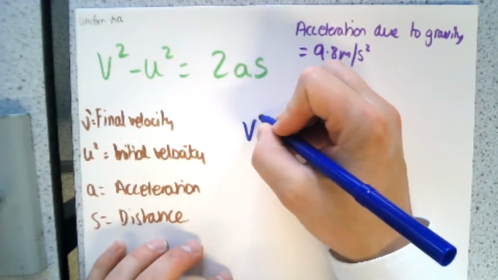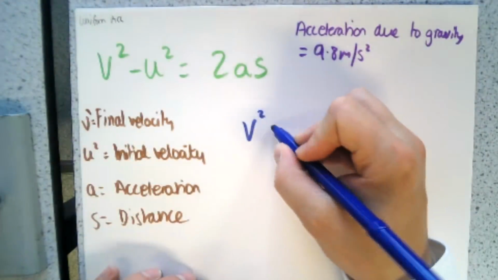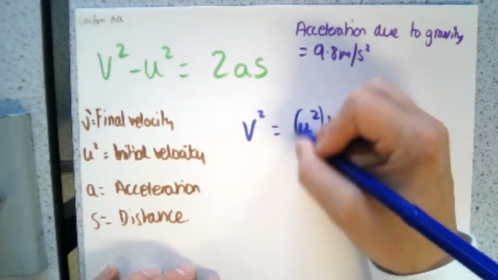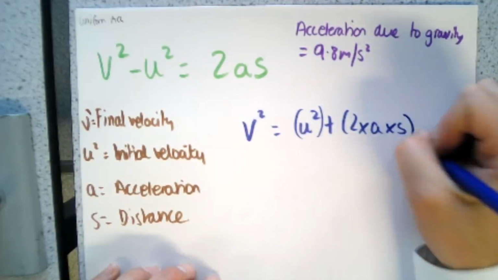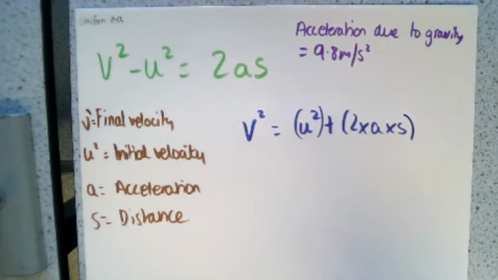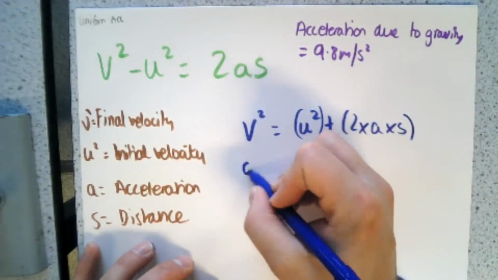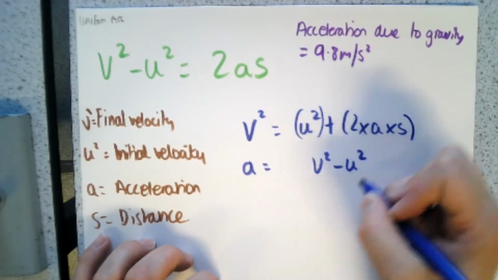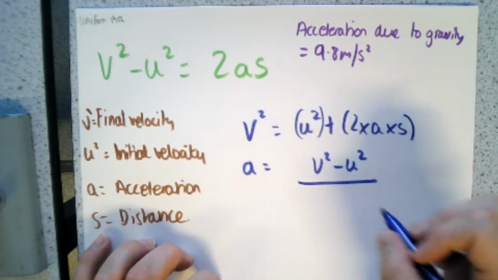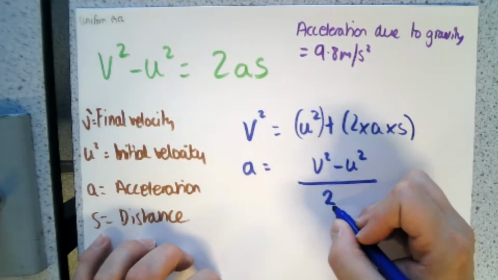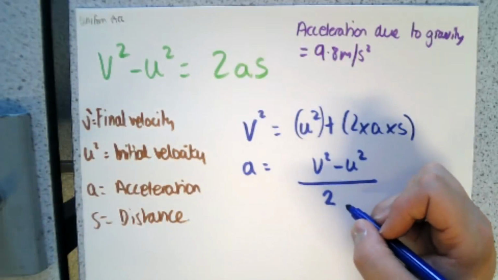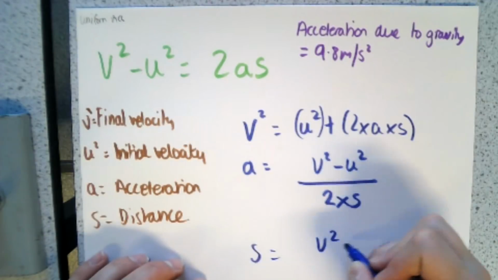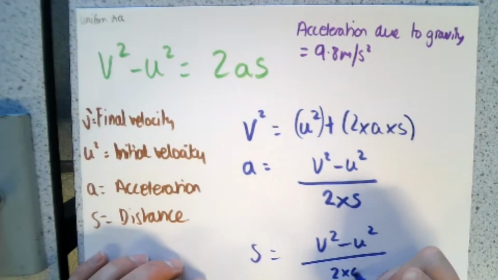If you're working out your final velocity, it would be u squared plus, and bracket this as well, 2 times acceleration times distance. If you're asked to work out your acceleration, it's going to be final velocity squared minus initial velocity squared, divided by 2 multiplied by distance. To work out distance, it's the same as before, divided by 2 times a.